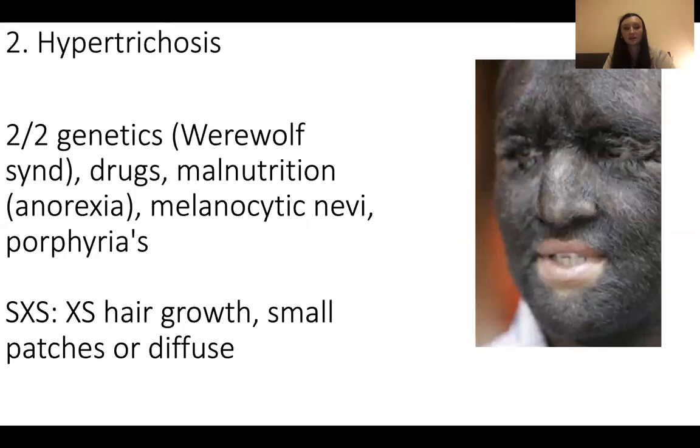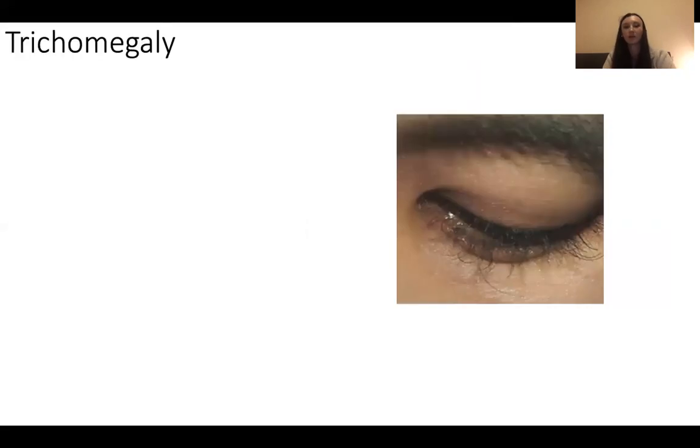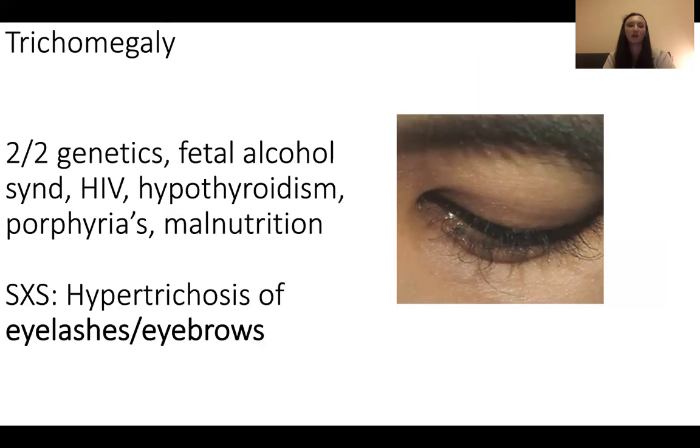Hypertrichosis is werewolf syndrome, and it has this hair growth that can be small patches or diffuse, as shown in the picture. Trichomegaly is what all women want, where they have these long eyelashes or eyebrows. It can be caused by genetics, fetal alcohol syndrome, HIV, hypothyroidism, porphyria, or malnutrition.